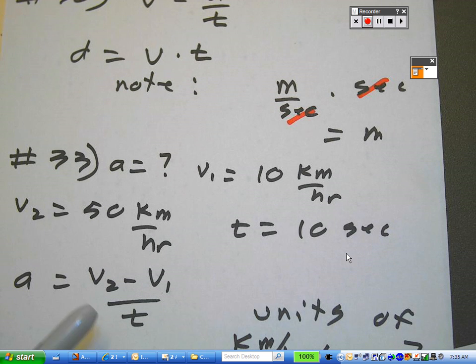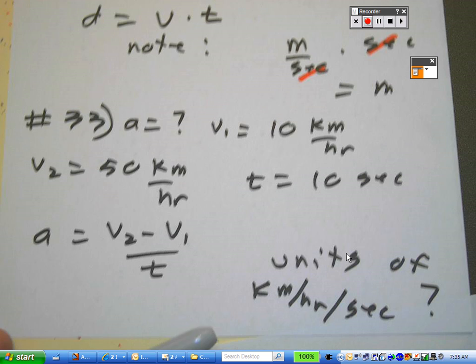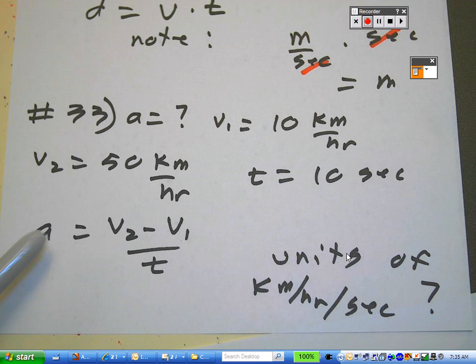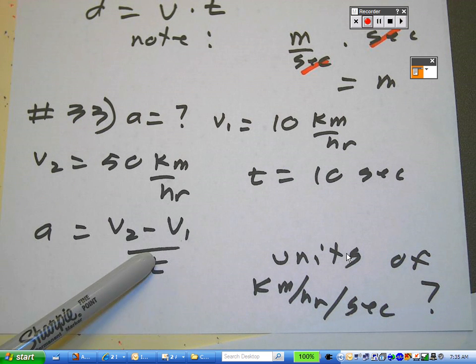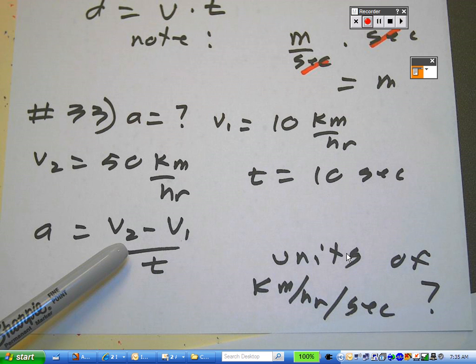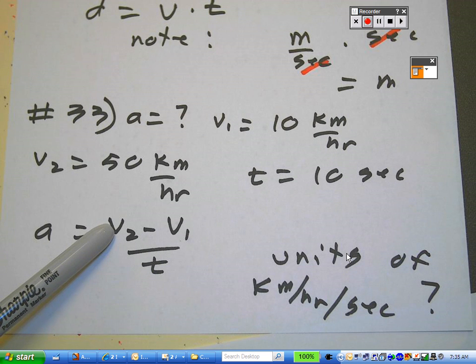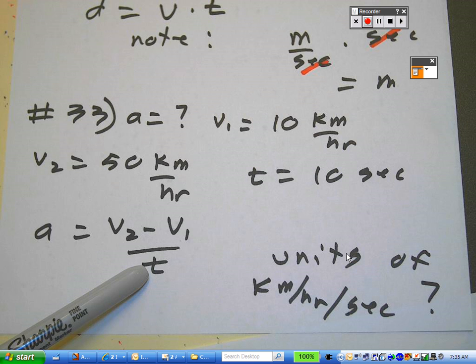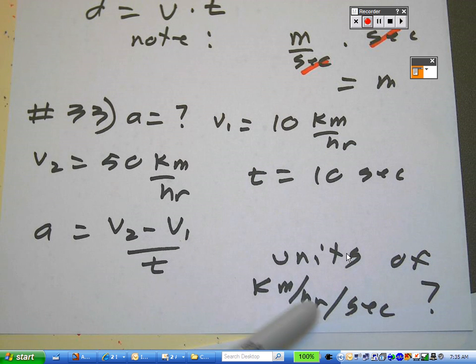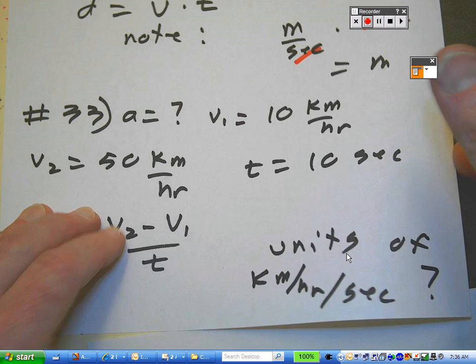The only formula that fits that perfectly, since we wish to solve for acceleration, is v2 minus v1 divided by t. So when you put this in, the numerator will have kilometers per hour. The denominator will have seconds. And that gives a unit that sounds strange of kilometers per hour per second. But that's an okay unit. There's nothing wrong with it, and actually it gives you a piece of information: it tells you how much you're increasing your velocity every single second. And that's fine. That's number 33.